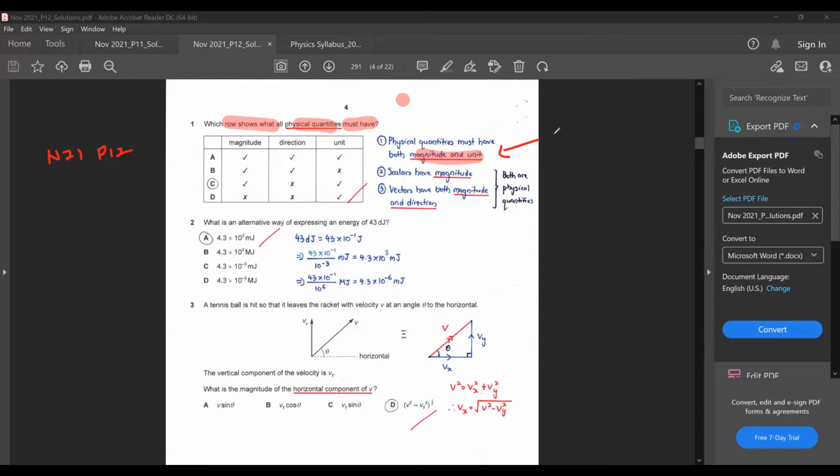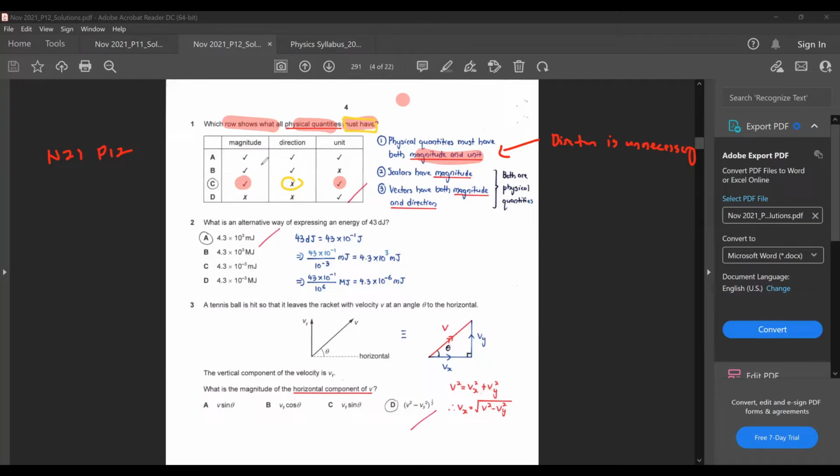Okay. Direction is unnecessary. So the main thing for physical quantities is that they must have both magnitude and unit. Direction is not something that they must have, because you see the question says which row shows what all physical quantities must have.